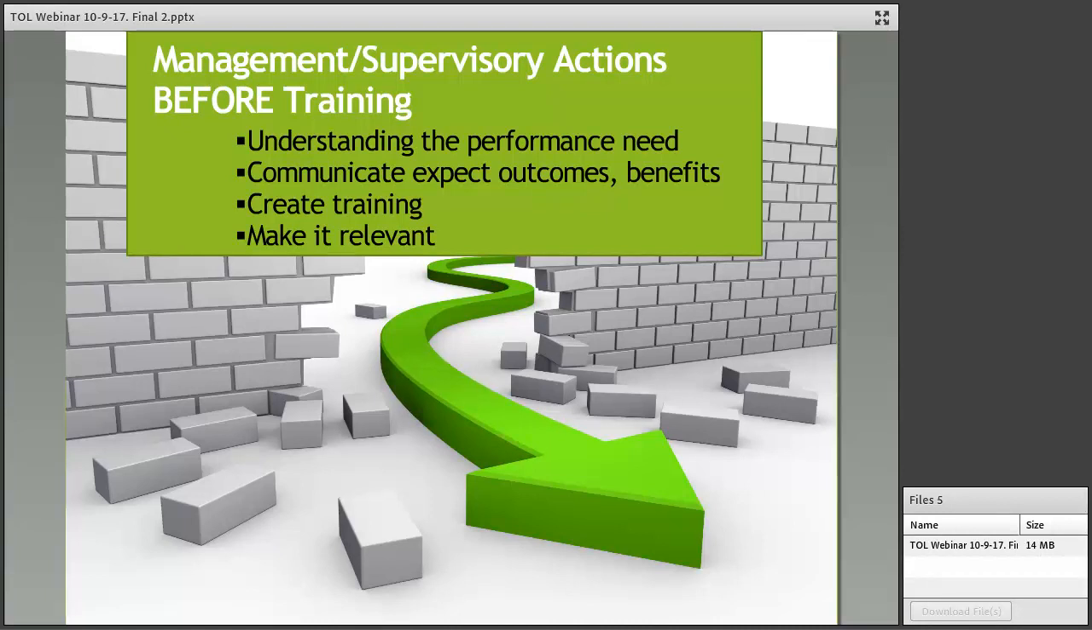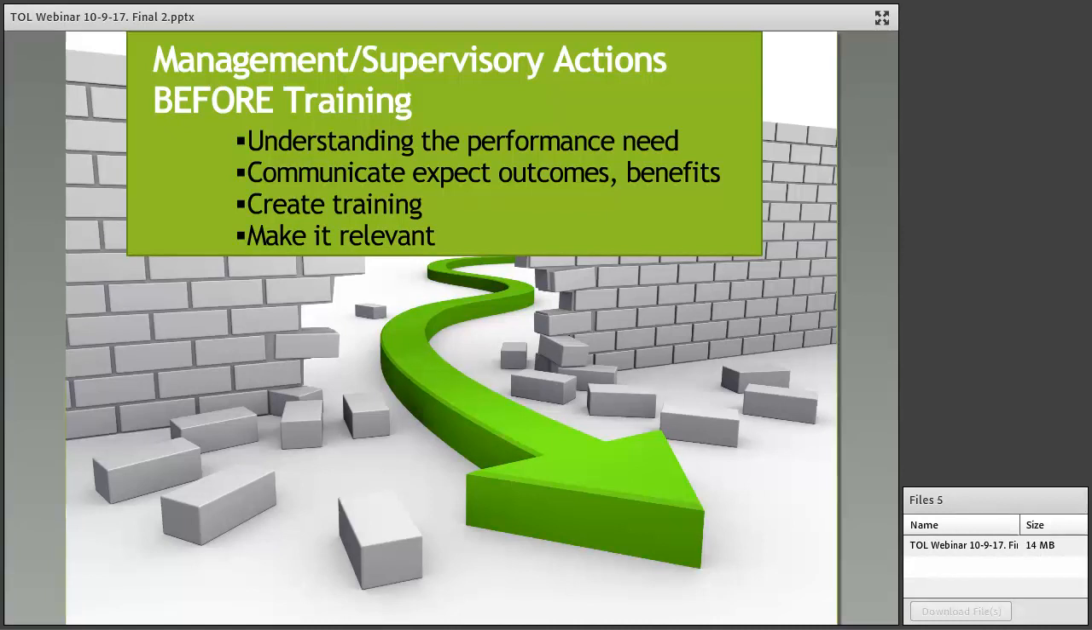So understanding the performance need is really important before the training begins. And I think a lot of you probably, if you were part of the planning team for NTI, remember having some of those conversations around why are we doing this and why is this important.